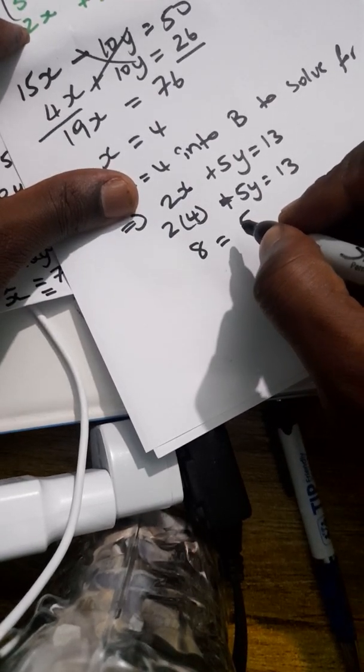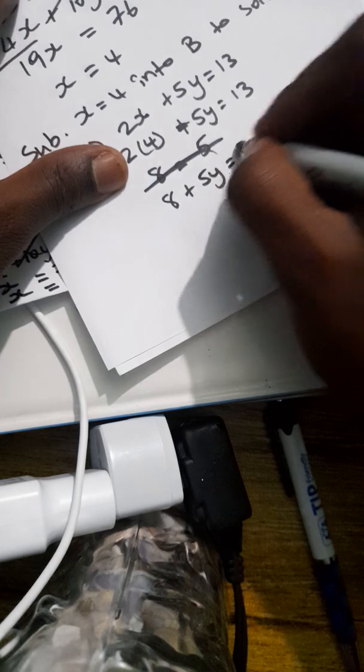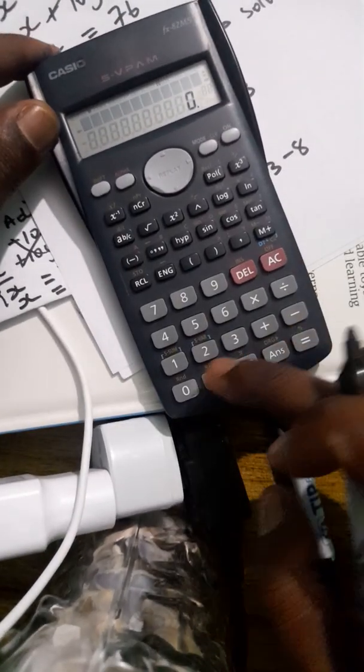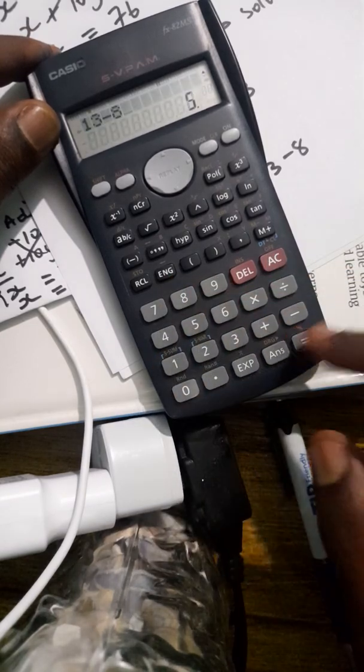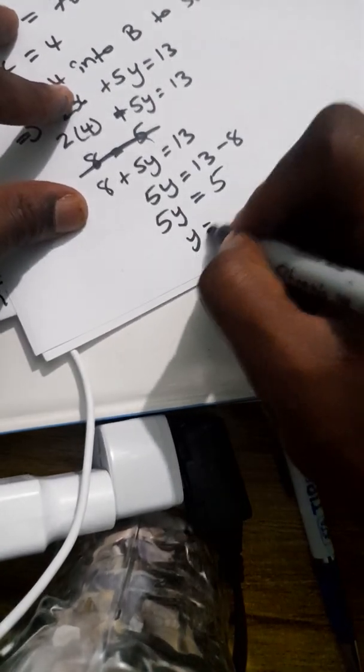May I jump the gun? Take your time. So this is 8 plus 5y equals 13. 5y equals 13 minus 8. 13 minus 8 is how much? Let me go to the calculator. I can't check it in my head right now. 13 minus 8 is actually 5. So 5y equals 5, y equals 1. So that is the answer.